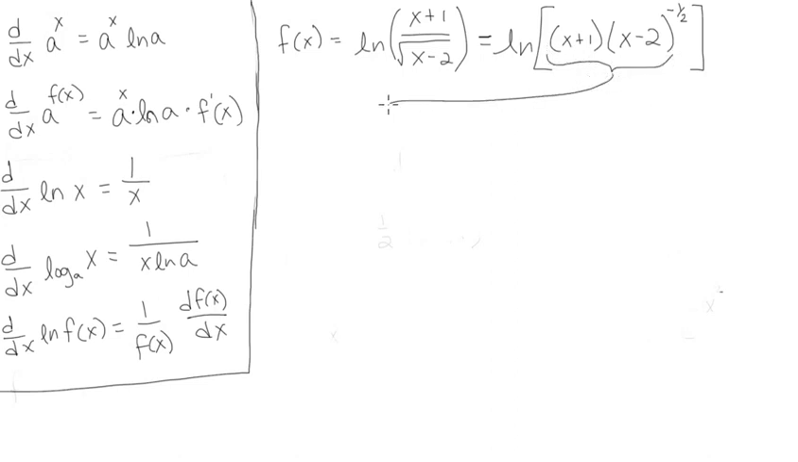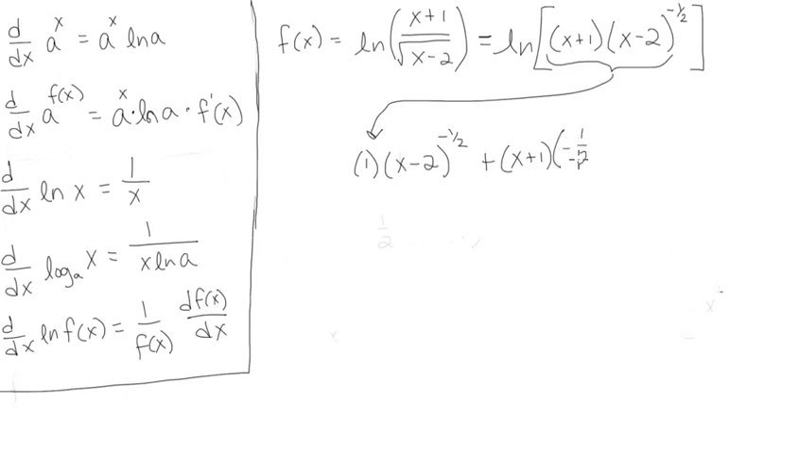I can use my product rule. I'll take the derivative of the first, which is just 1, times the second unchanged, plus the first unchanged, times the derivative of the second. And I'm going to pay careful attention to the negative sign here.